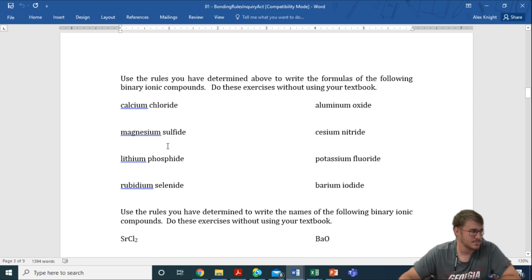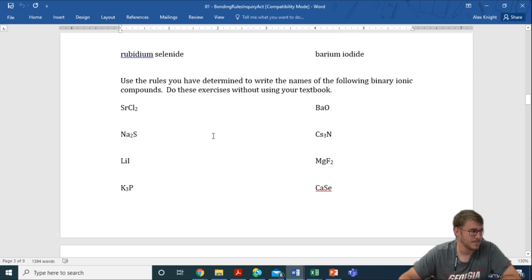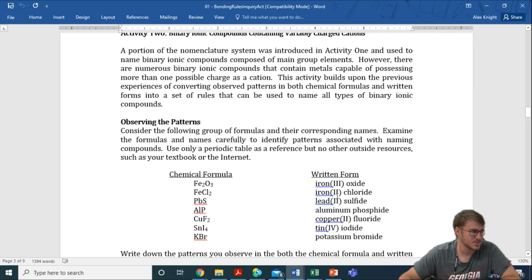CaCl2, MgS, because the subscript's reduced, Li3P, Rb2Se, Al2O3, and you can do some of the other ones and show them to me later. Strontium chloride, this would be called strontium chloride, practicing naming. Barium oxide, cesium nitride, calcium selenide. Those are easier to do, going from formulas to names.